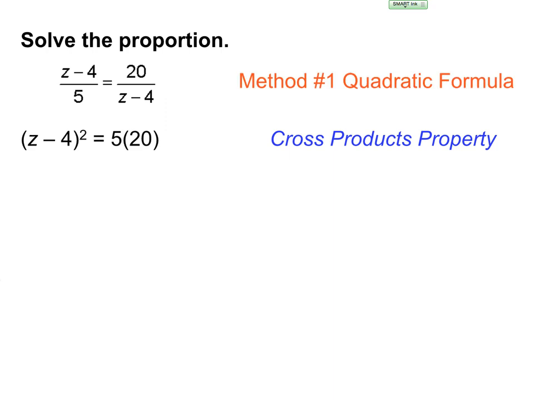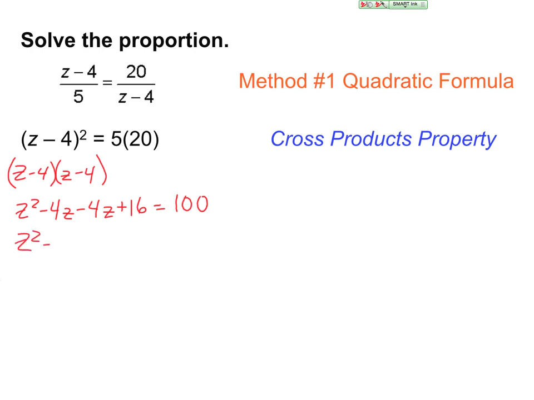Okay, so when you multiplied this out, z minus 4 times another z minus 4, that should be z squared minus 4z minus another 4z plus 16. Some of you were forgetting the other half of the equation, equals 100. Z squared minus 8z plus 16 equals 100. Subtract 100. Z squared minus 8z minus 84 equals 0.